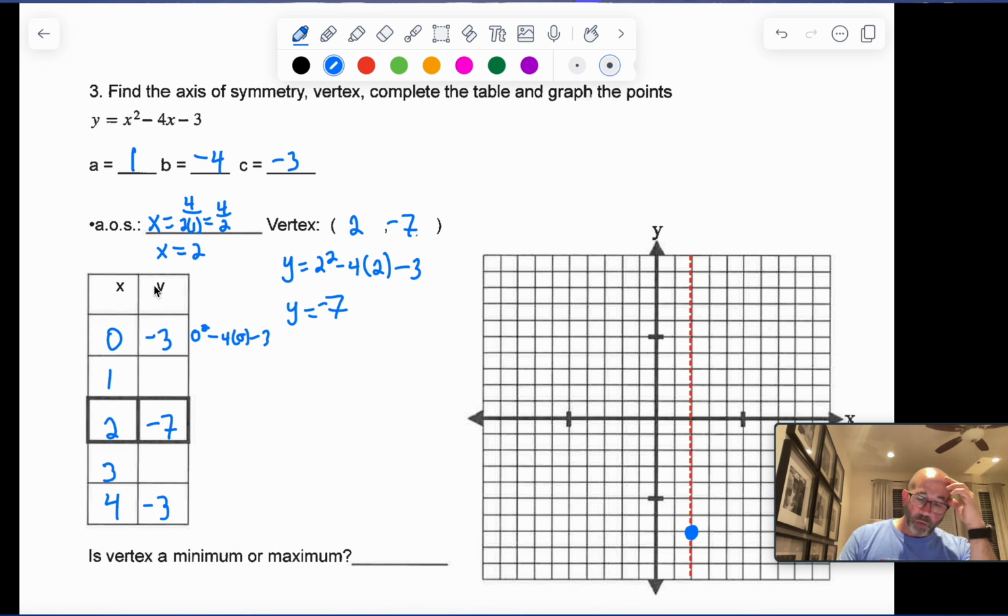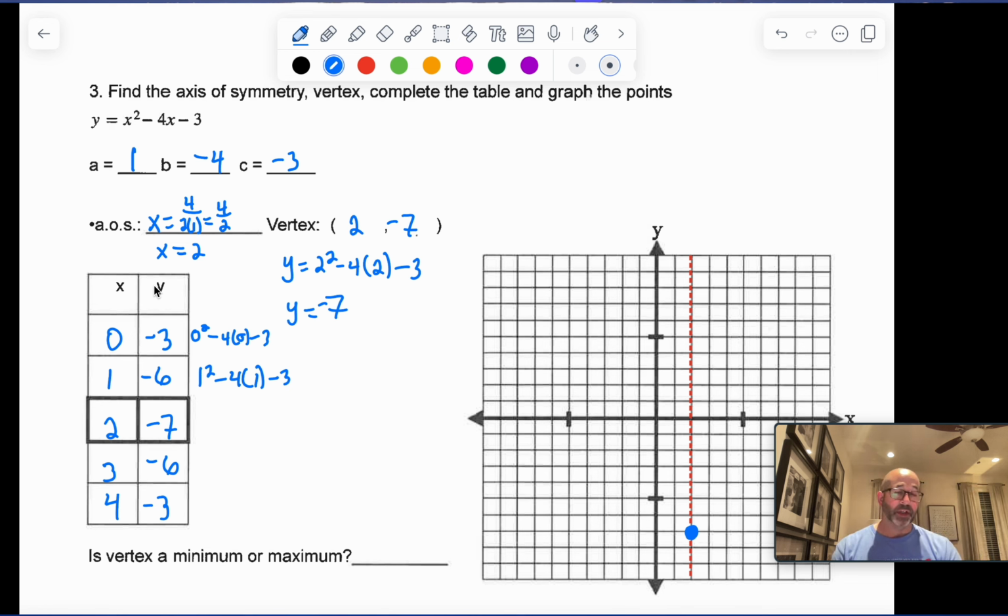If I use a 1 in my function, 1 squared minus 4 times 1 minus 3 is going to equal 1 minus 4 minus 3, which will be -6. And again, since we have symmetry, it'll be the same thing on the other side. So watch what happens when we graph this.